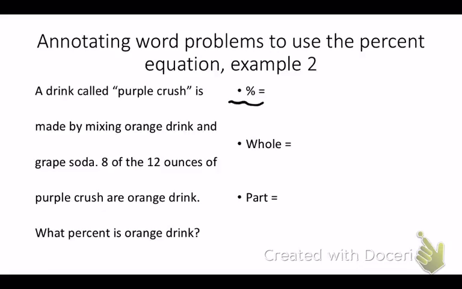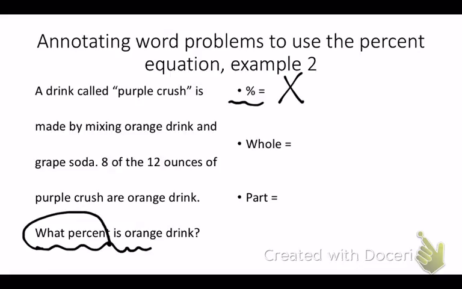So I'm going to look for my percent. It says a drink called Purple Crush is made by mixing orange drink and grape soda. 8 of the 12 ounces of Purple Crush are orange drink. What percent is orange drink? Okay, so what percent? I don't know what that percent is. That is my missing amount this time. So this time my percent is going to be an x.